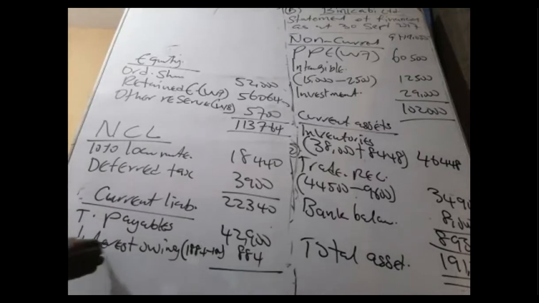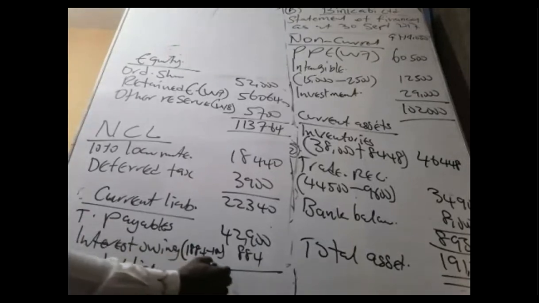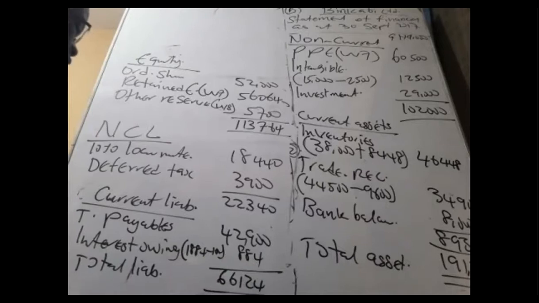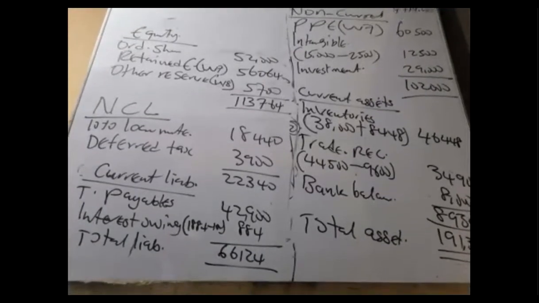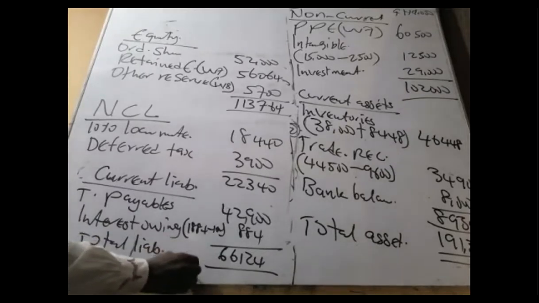Get me the total liability. Let's sum all this together. So total liability will be 66,124. And finally, let's go down again. Now get me total equity and liability.